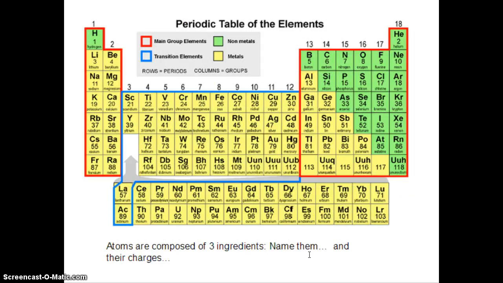Here's an example of a periodic table. Hopefully we had a chance to study this, where atoms are composed of three ingredients. Protons have a positive charge, electrons have a negative charge, and neutrons have no charge. Protons and neutrons compose the nucleus of an atom, and electrons are in orbital shells that are located in specific locations on the outside of the atom itself.